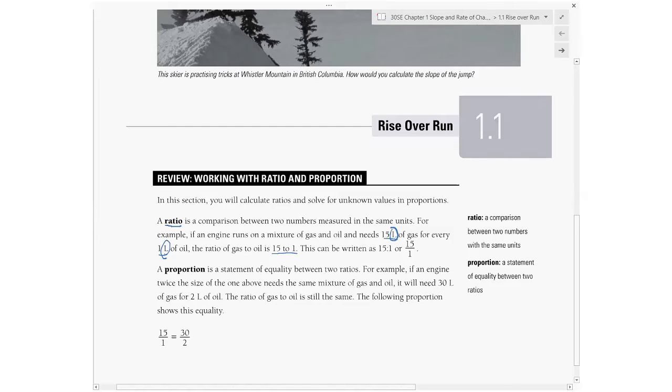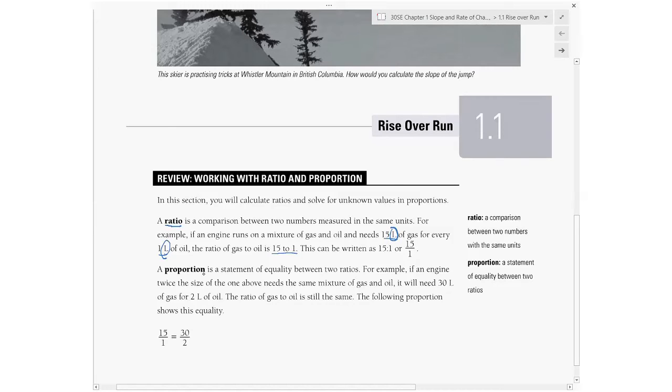But you'll notice here we had liters and liters, 15 to 1. If we had 15 gallons of gas, it would be 1 gallon of oil. We could have 15 milliliters of gas and 1 milliliter of oil. The ratio is going to be the same for all of them. The units are going to stay the same.